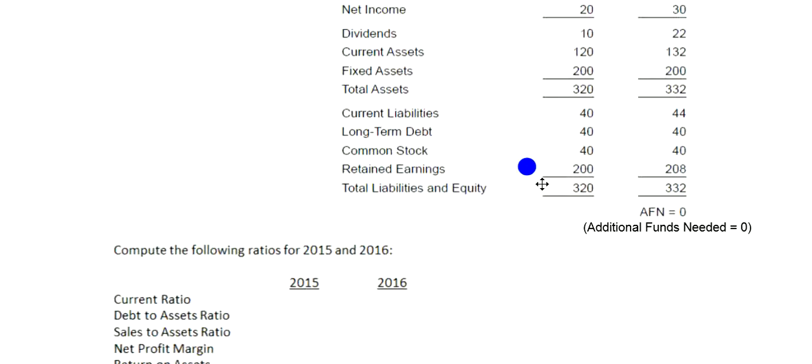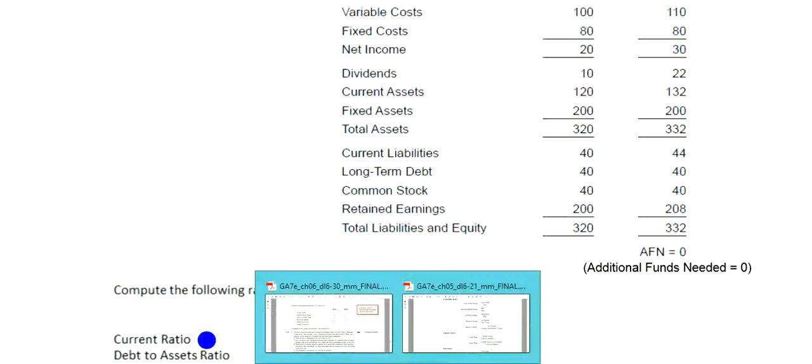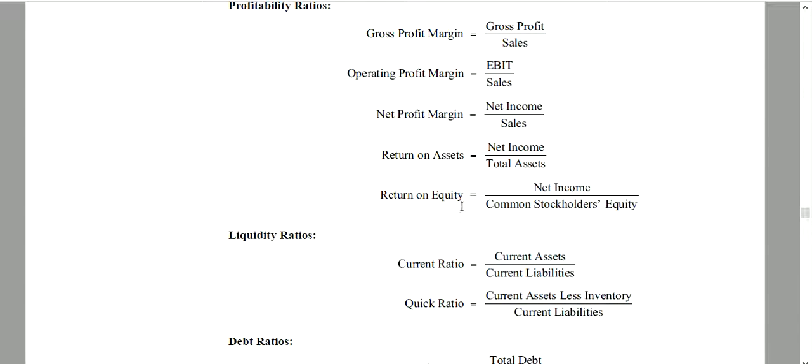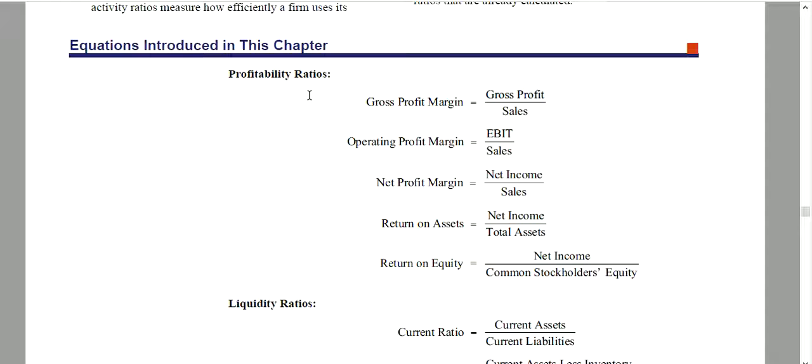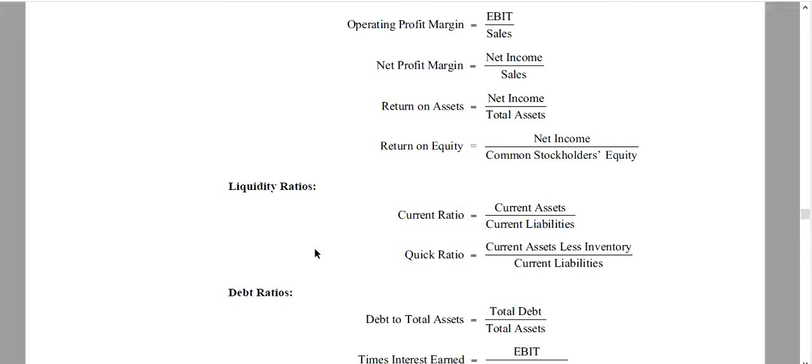So the first ratio we want is our current ratio, which is going to give us an indication of how liquid we are, or how much cash we have access to. So we can go back to chapter 5, since this is basically a review of chapter 5, and at the end of chapter 5 is a nice listing of all the ratios, starting on page 98. We want the current ratio, which is one of two liquidity ratios. How liquid are we? This is current assets over current liabilities.